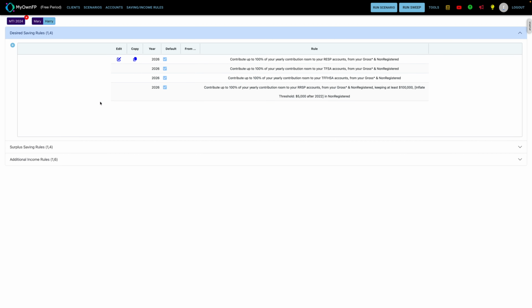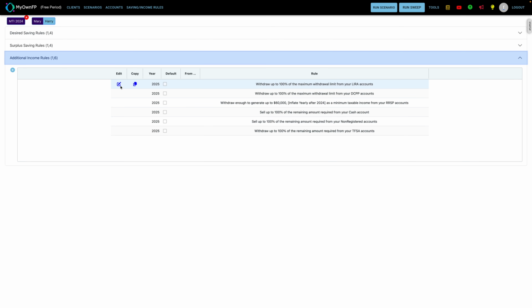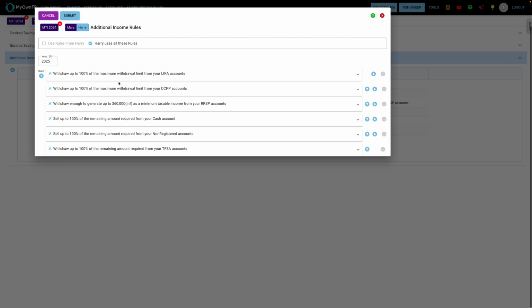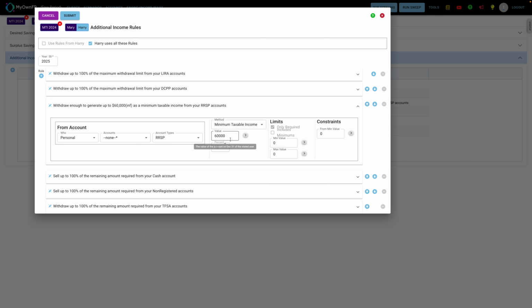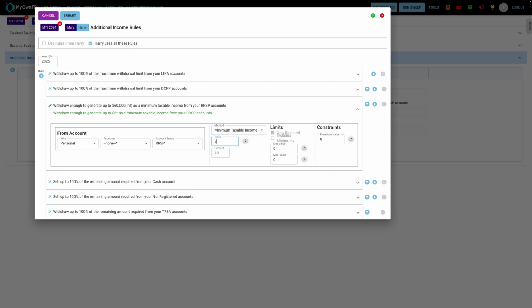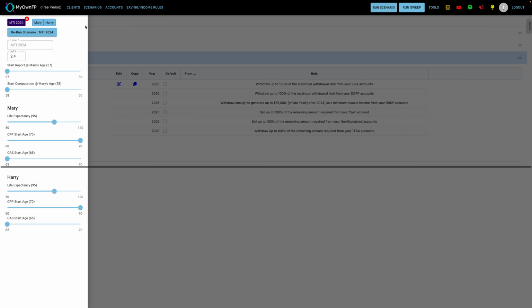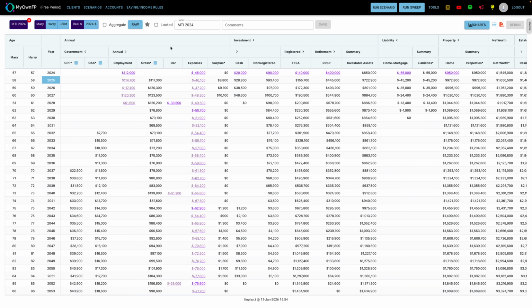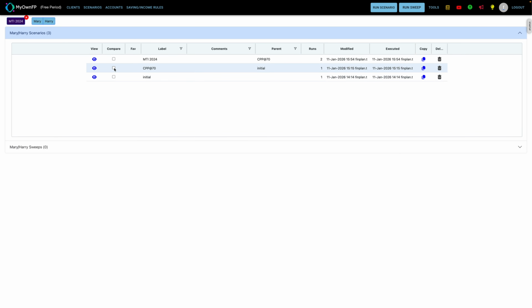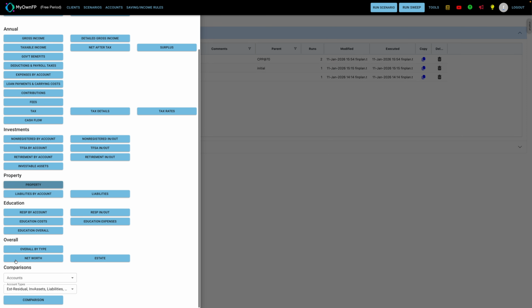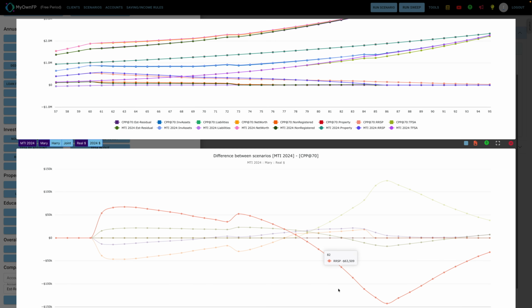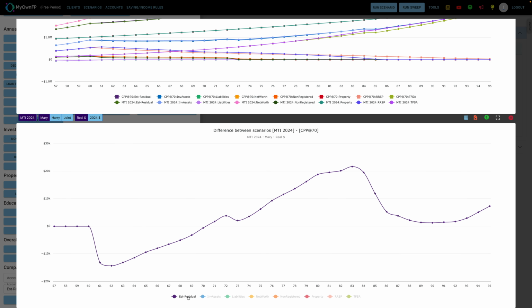If we want to take a look just quickly before we go, let's do our saving income rule. Let's see if we can extend it out a little bit. So if we edit this, let's do this one at $55,000. Let's just see what that would actually do at 55. And we go to scenarios. Let's compare that and that. And let's look at our estate residual.